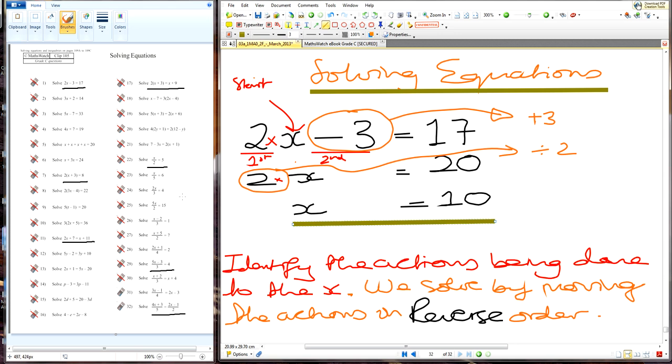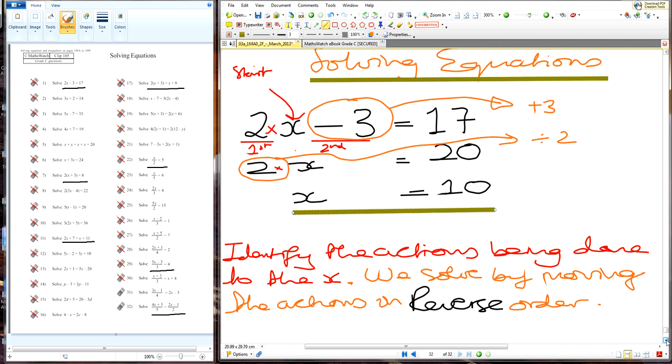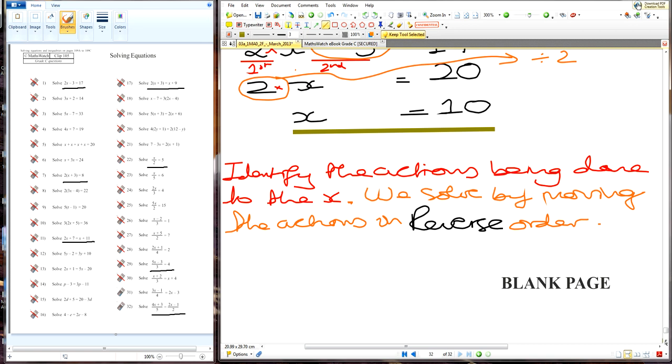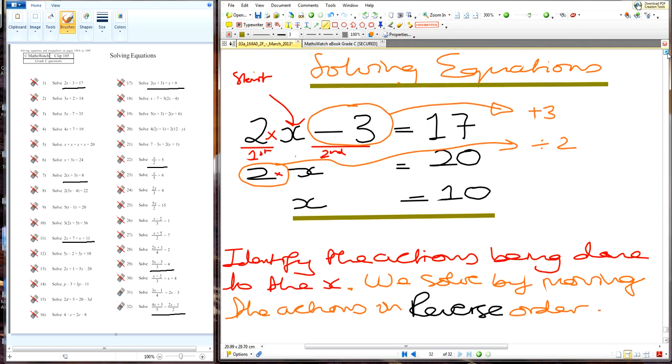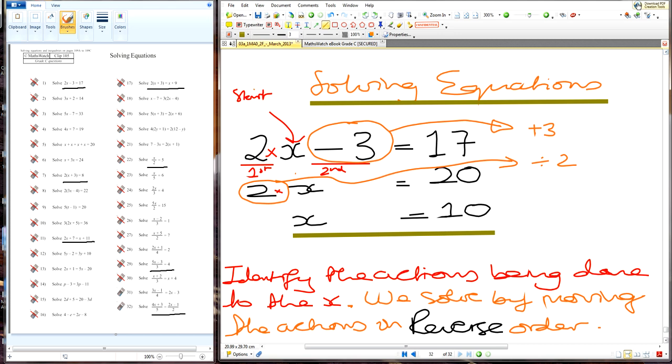Right, should we go to a new page? Okay, I think we might need to just blank this page if we can. Let me just quickly pause it.